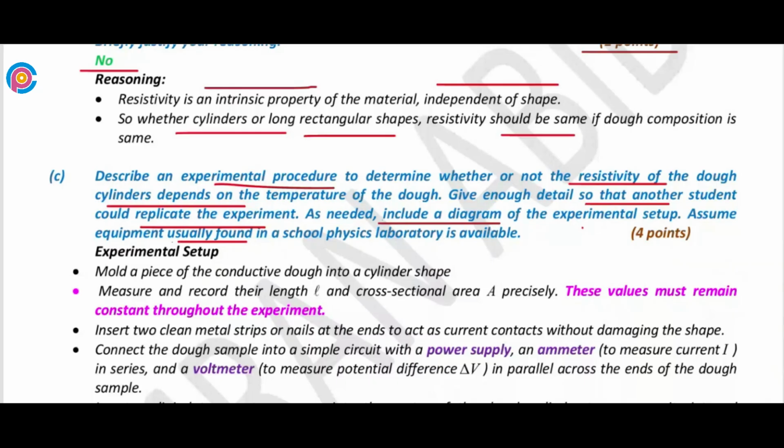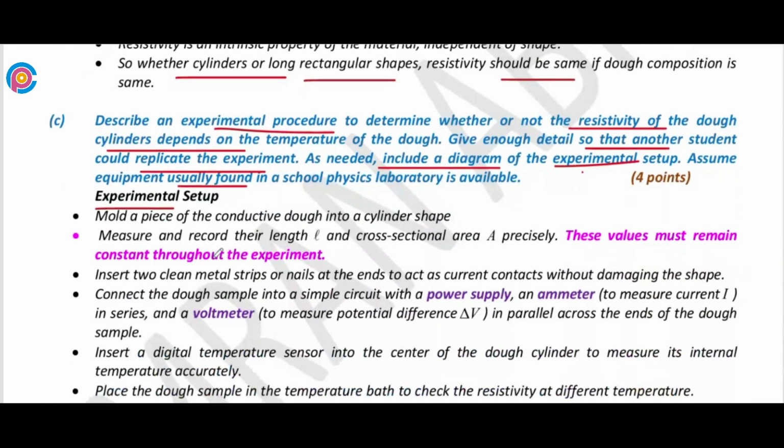First of all, we describe the experimental setup. First, mold a piece of conductive dough into a cylinder shape. Measure and record the length and the cross-sectional area. These values remain constant throughout the experiment. So we have L, we have A. Now insert two clean metal strips or nails at the ends of the dough, which would act as current contacts, without damaging the shape.